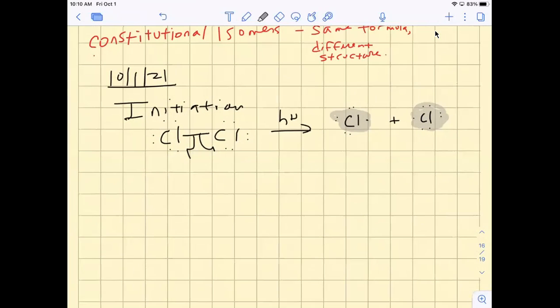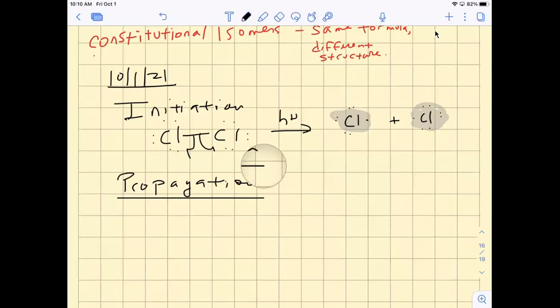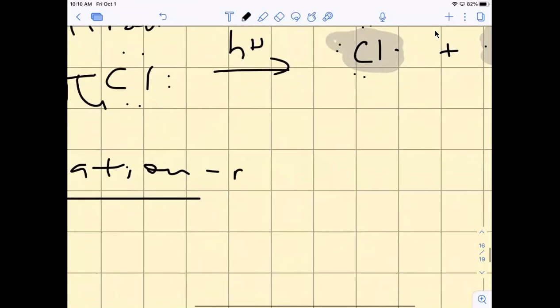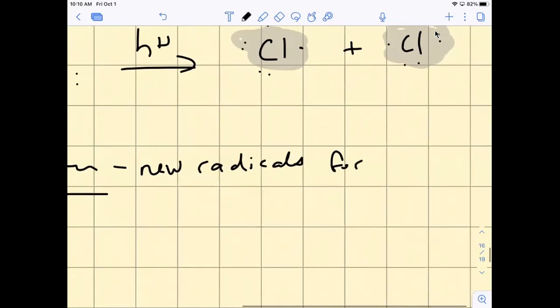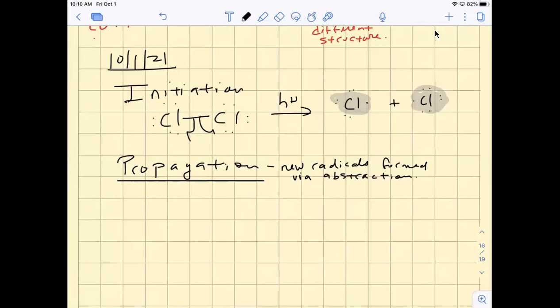Now this is going to be a little more involved, just because of the fact that you got so many carbons where you can abstract from. What happens in propagation? Abstraction. So new radicals form through abstraction. All right, so new radicals are formed through abstraction.